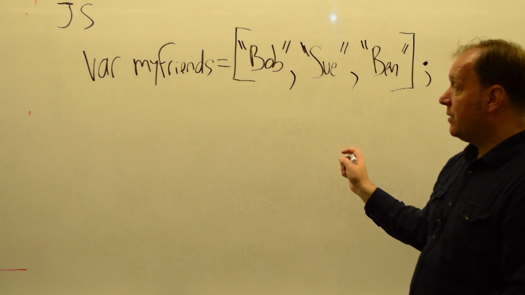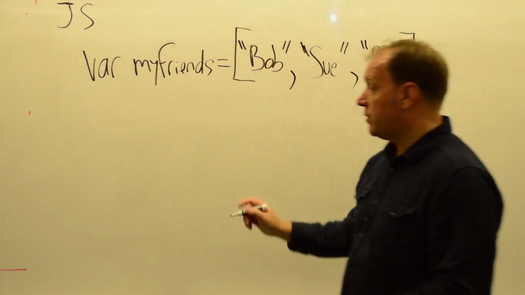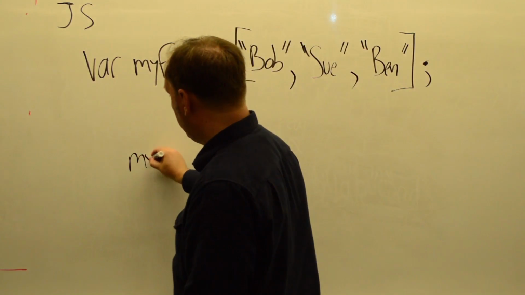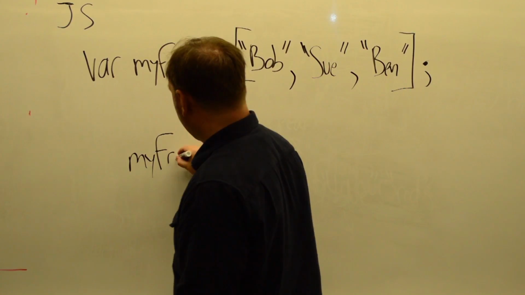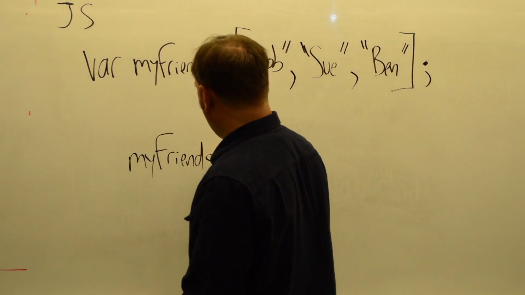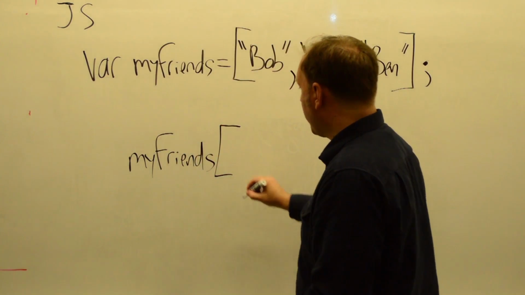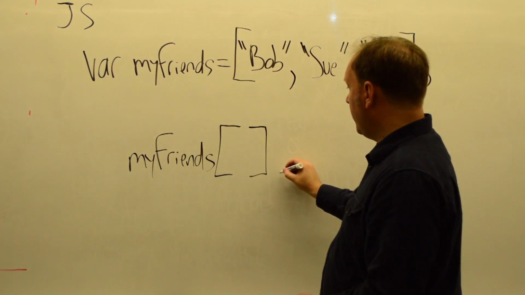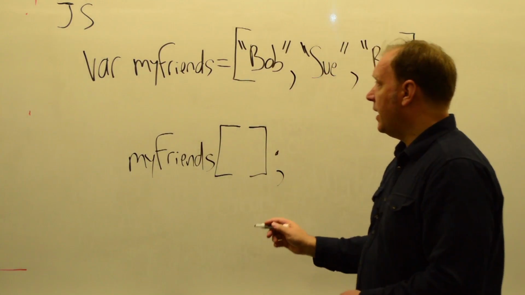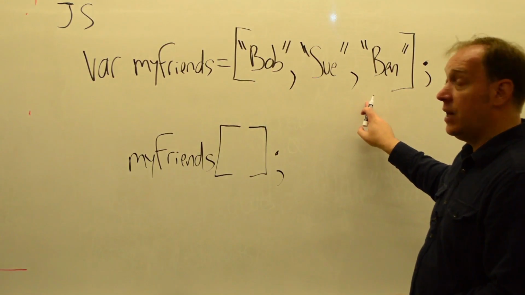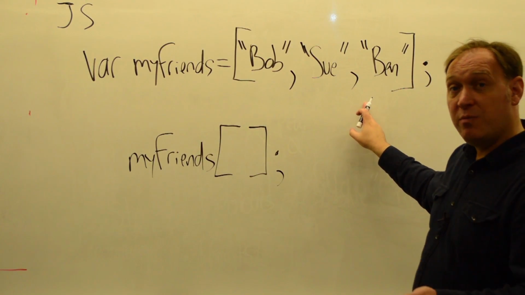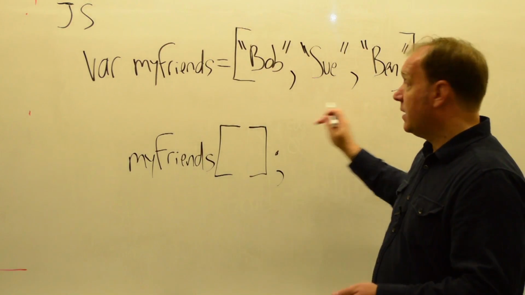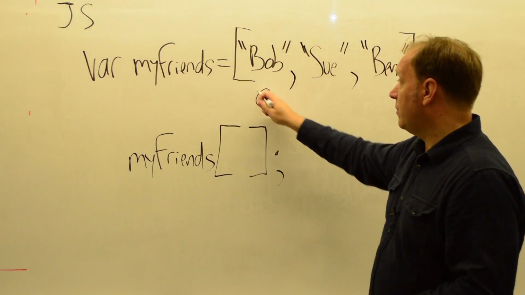Now to access it, as we showed earlier, we refer to the variable name, my friends, use the square brackets for a close-up of that array, a semicolon at the end, and then the index of the friend you want to access. Again, remembering that indexes start at 0.